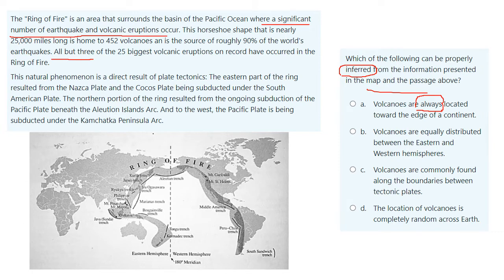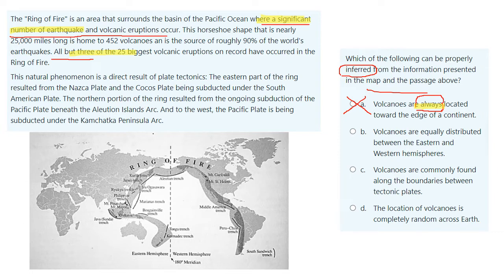That means 3 of the 25 biggest were not there. Some of the volcanoes are not there. There is the significant area. It is an important area. It's where the majority of them are, but not always there. Always is too strong. So we can take away answer A.